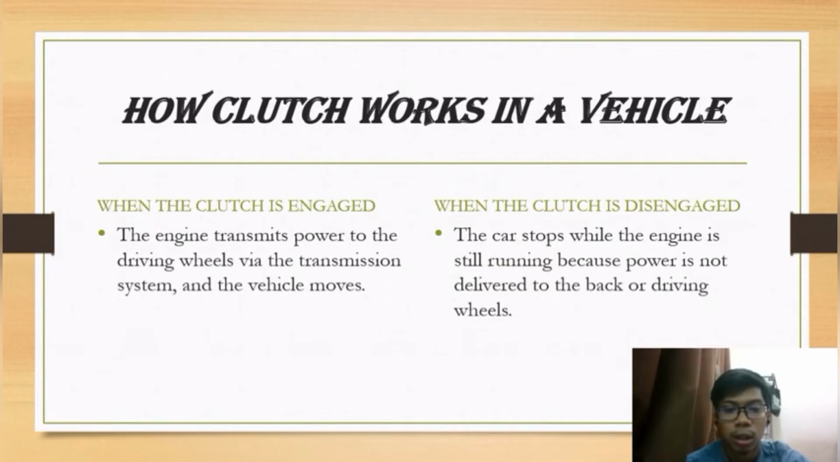Next, how a clutch works in a vehicle. For the first, when the clutch is engaged, the engine transmits power to the driving wheels via the transmission system and the vehicle moves. Next, when the clutch is disengaged, the car stops while the engine is still running. This is because power is not delivered to the back or driving wheels.